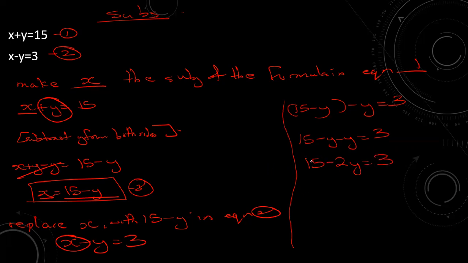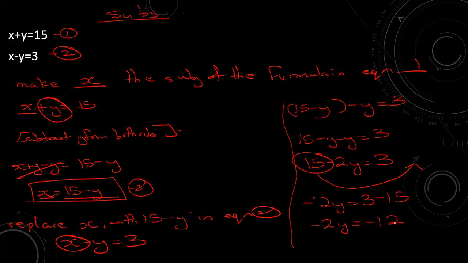We need to get rid of this 15, because we want y to be on its own. The first thing we can do is subtract 15 from both sides, or you can just say move the 15 to the right-hand side. When you do this, it becomes minus 15. So minus 2y equals 3 minus 15, that will be minus 12.